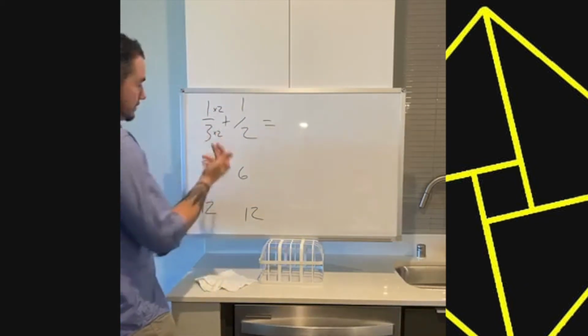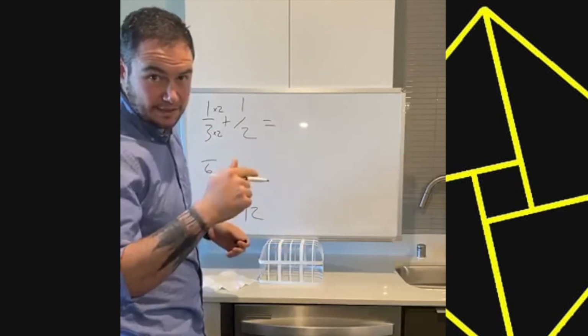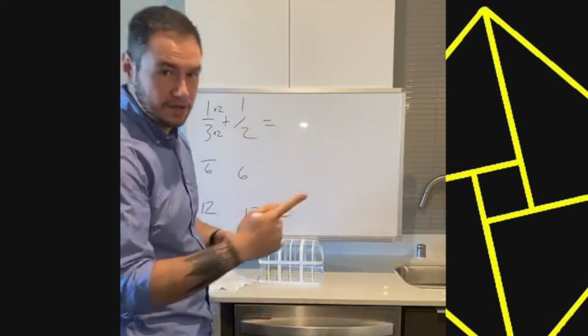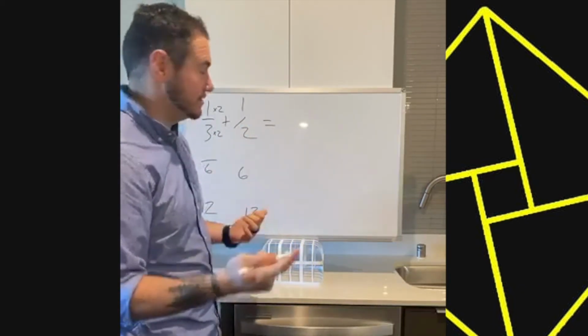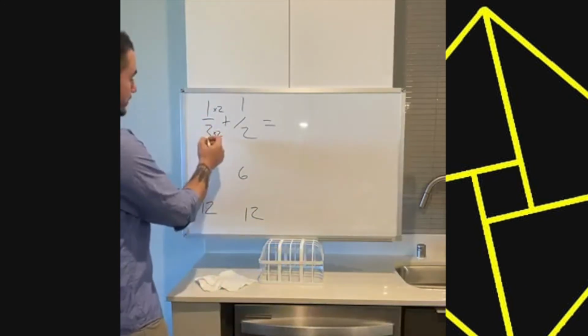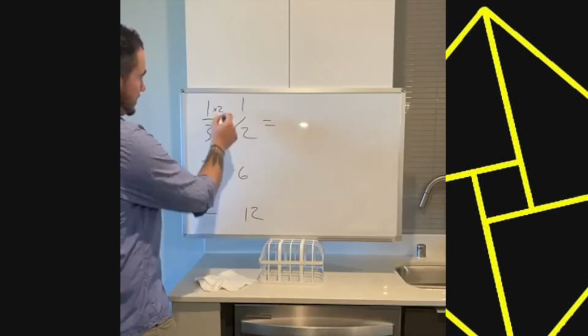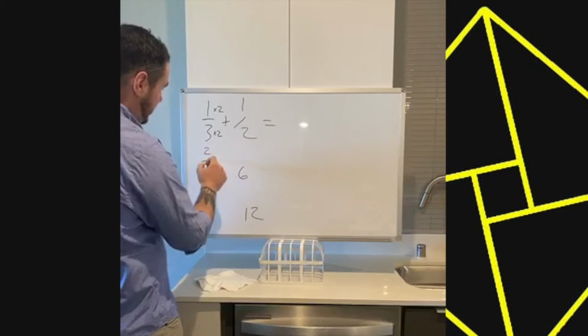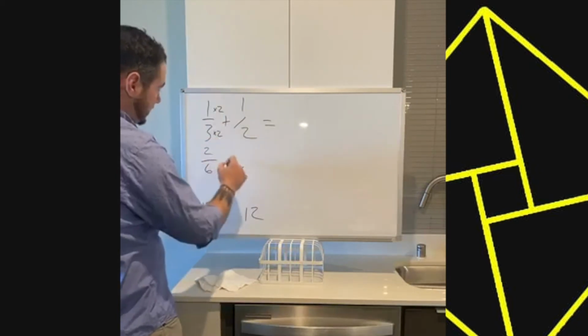So, we're timesing it by 2 halves, which is the same as timesing by 1 whole, which is the same as timesing by 1. Anything times 1 is just itself. So, what's 3 times 2? 6. What's 1 times 2? 2. Alright, so this and this are the same.